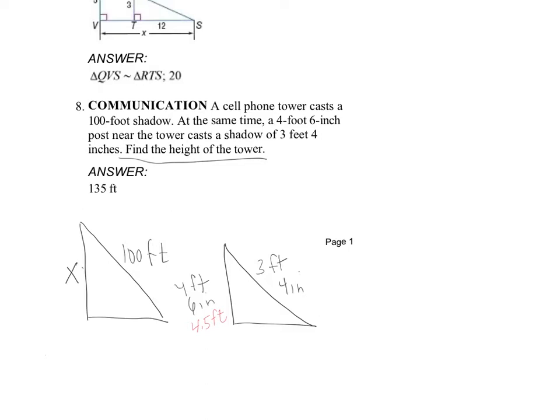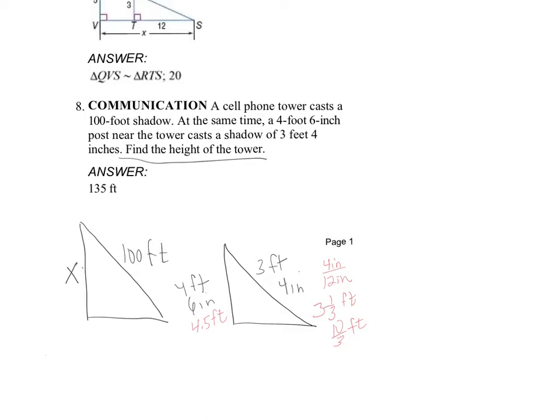And if we look here, this 3 feet 4 inches, that 4 inches, there are 12 inches in a foot, so that's 1/3 of a foot. So what we actually have here is 3 1/3 feet, and so that's going to be 10/3. I'm going to leave that as 10/3 because I don't want to approximate that answer.